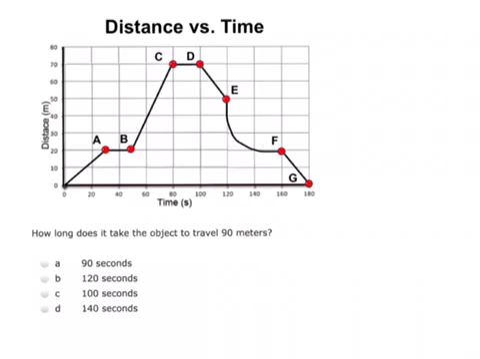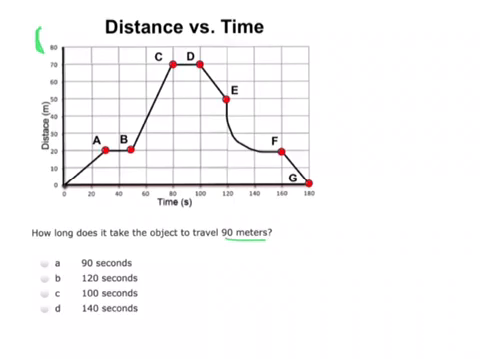The last one says, how long does it take the object to travel 90 meters? The one mistake that we saw often was that as soon as you didn't see 90 meters up here, you thought that it wasn't possible. So again, like I said earlier, you could be in your science classroom, travel to the math classroom, and come back. And even though you're going back, you're still traveling a distance.